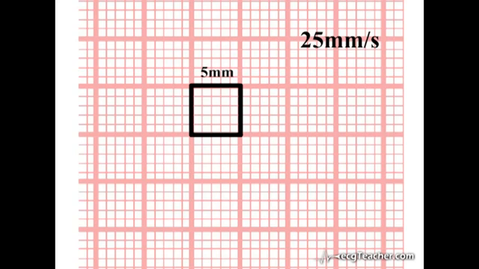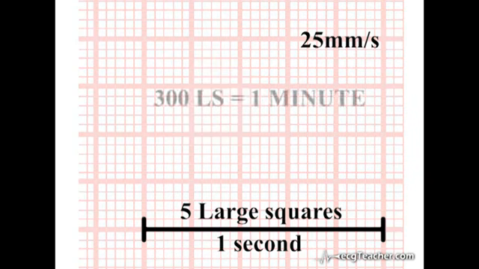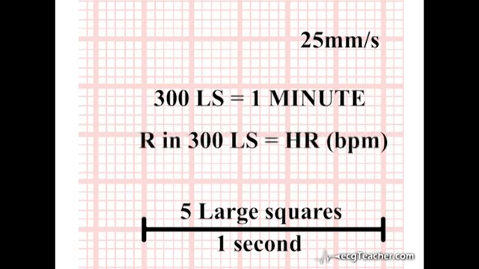At a recording rate of 25 mm per second, 5 large squares are covered in 1 second. So 300 large squares represents 1 minute. Therefore, the number of R waves in 300 large squares is the heart rate in beats per minute.